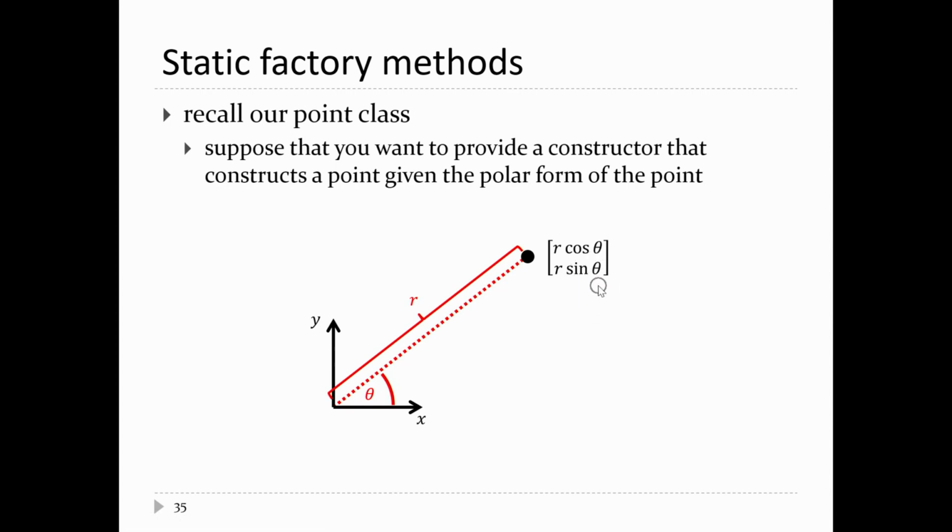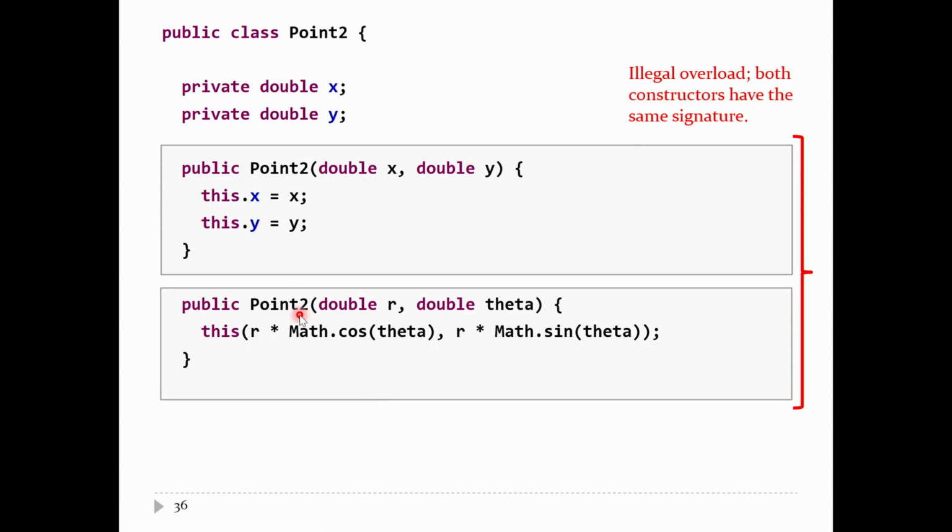parameterized by theta. So suppose you're implementing your Point2 class and you decide that you want to add a constructor that can make a point given its polar form, in other words, given r and theta. I would like to insert a constructor that initializes a point given the radius, the distance relative to the origin, and given the angle relative to the x-axis. As soon as you go to do that, you run into a problem, because you've got another constructor here whose parameters are also double and double. Our new constructor's parameters are double and double.